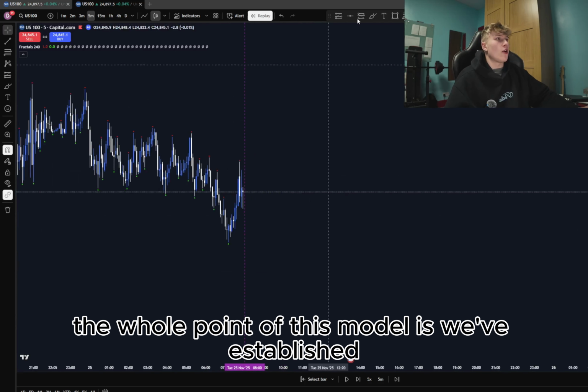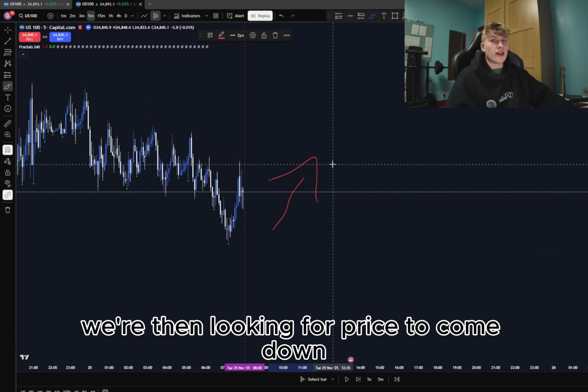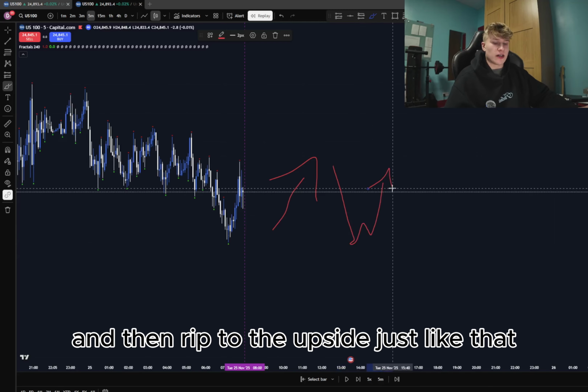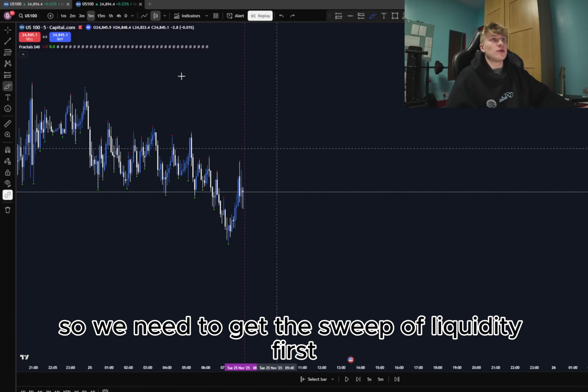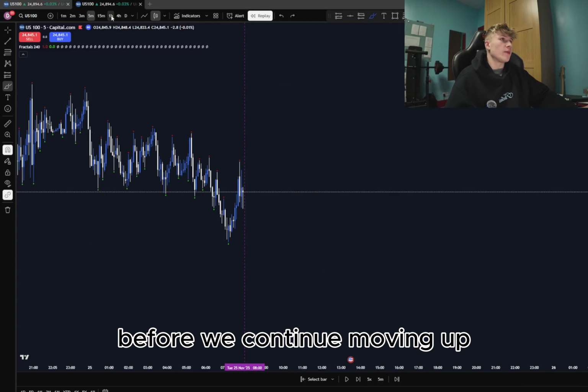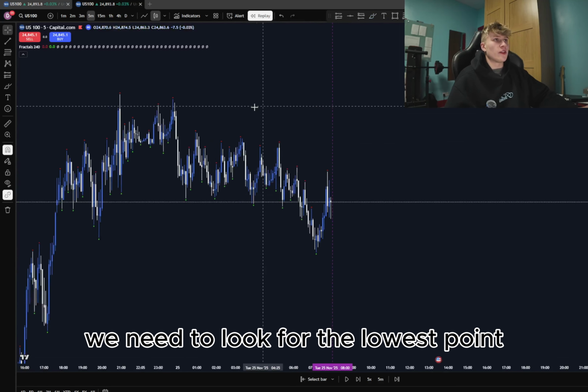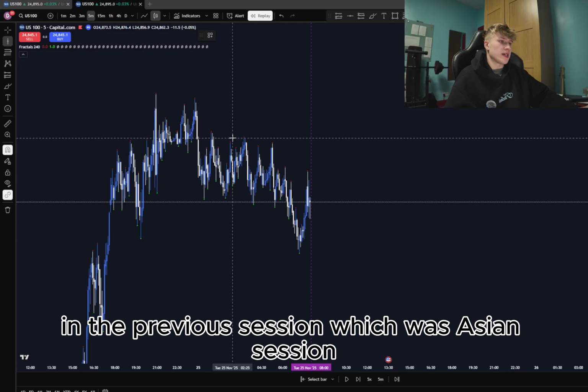The whole point of this model is we've established we're in an overall uptrend. We're then looking for price to come down, sweep some liquidity, give us a few extra confluences, and then rip to the upside, just like that. So we need to get the sweep of liquidity first before we continue moving up. So we're looking for a previous session level sweep. We need to look for the lowest point in the previous session, which was Asian session.